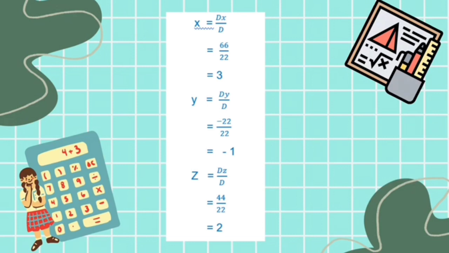Okay, here are the equations for what we found. X equals Dx over D, where D is what we found at step 1, and we just divide. Y equals Dy over D, the determinant, and for z, Z equals Dz over D.